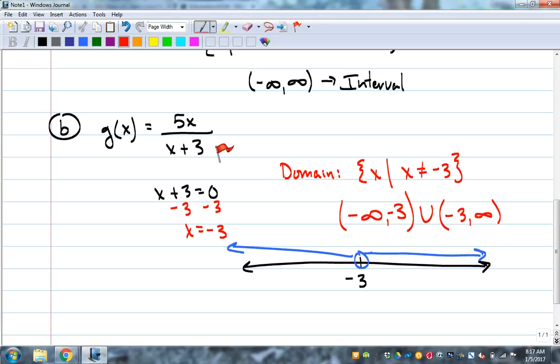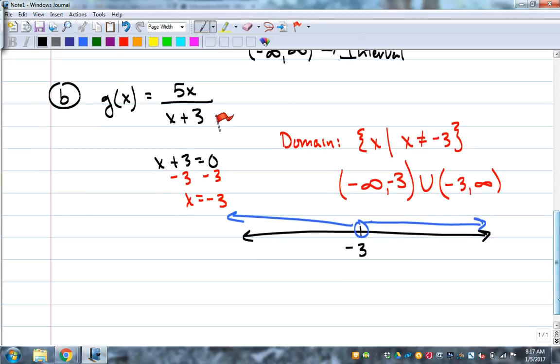What that means is it's all the x's such that x doesn't equal -3. That's the notation for that. It just means all the x's as long as x isn't -3. All right, let's go to another.